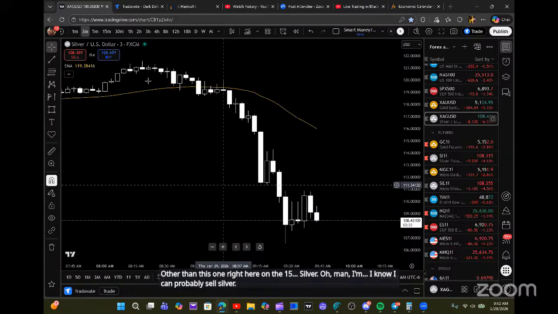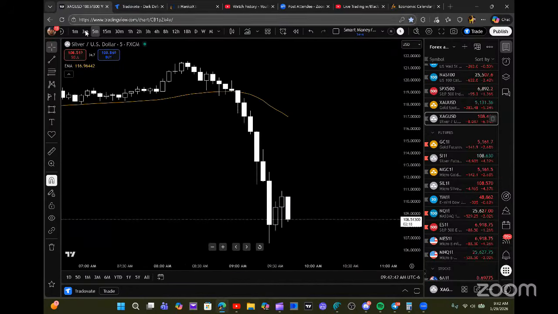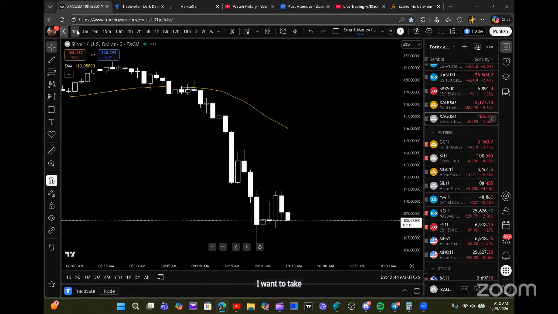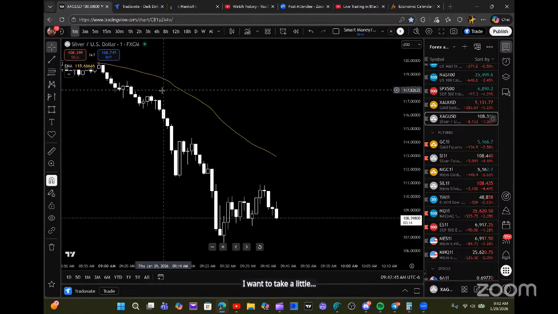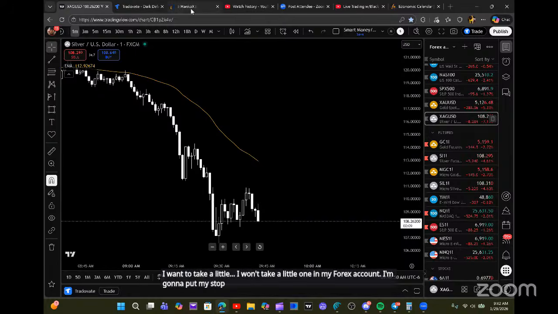Remove this. I want to take a little one in my Forex account. I'm gonna put my stop loss right there on the 1 minute. Let's see.